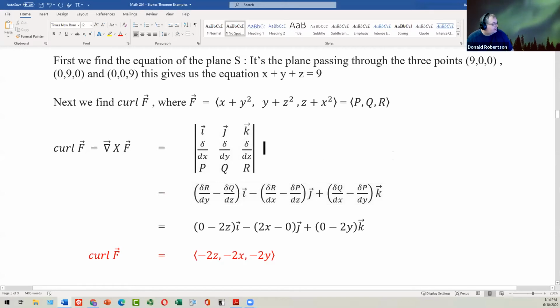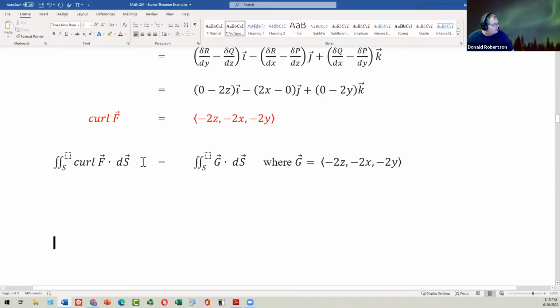So, for instance, the partial derivative dR by dy. This is R, and its partial derivative with respect to y is 0, so that's where that came from. If you want the partial derivative dQ by dz, then Q is the middle one, so it's this one, and you take the partial derivative with respect to z, and that's where that came from. So 0 take away 2z, for example. Now, if you go through the other 2, you get this, and the third, you get that. So we've now got the curl. It's this.